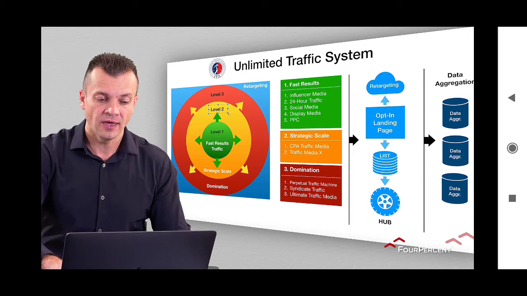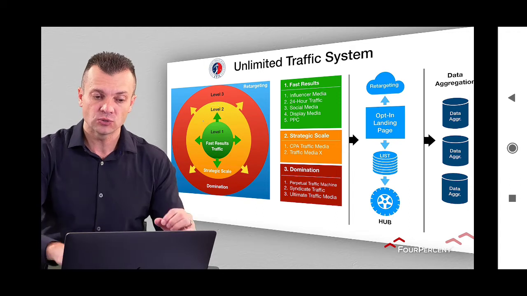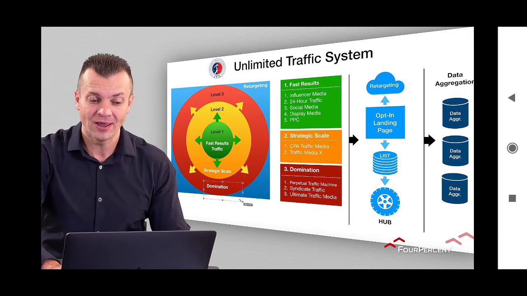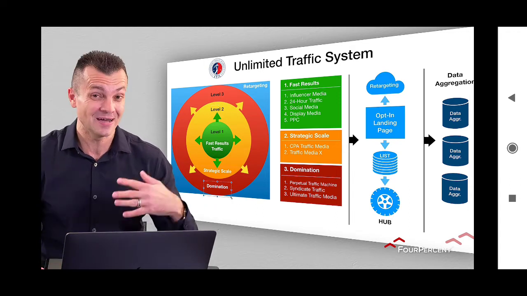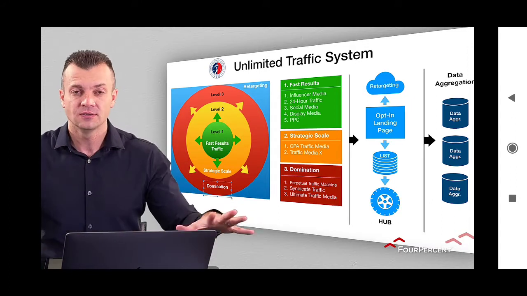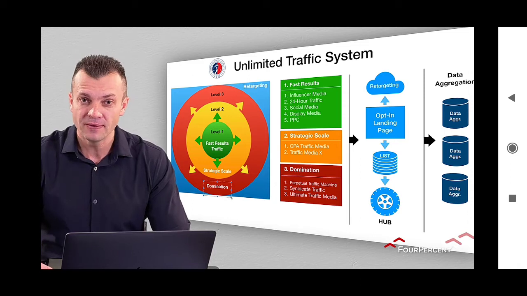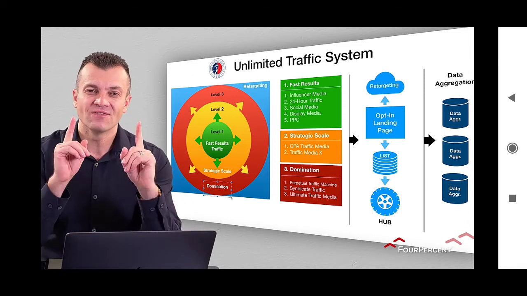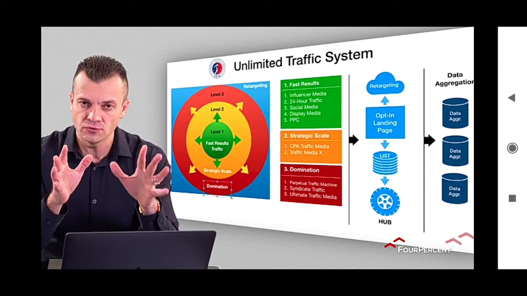All right, and level 2 is called strategic scale. And then if that works, we go for domination, right? We're going to dominate this thing. We're going to dominate your space. We're going to dominate your marketplace, and we're just going to go bananas, right? We're going to be everywhere. But there is a very specific way for you to do that.